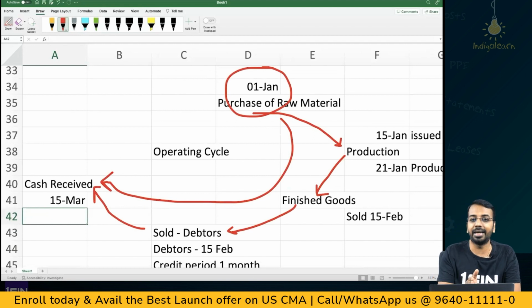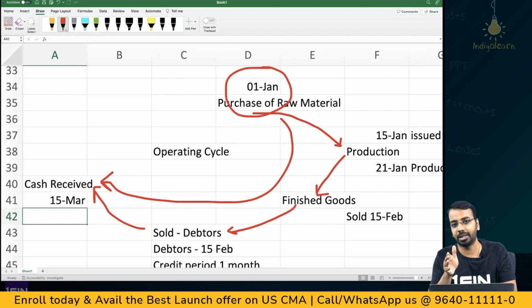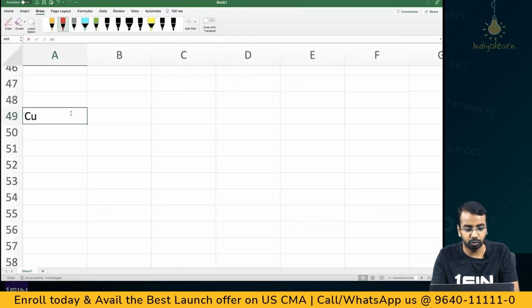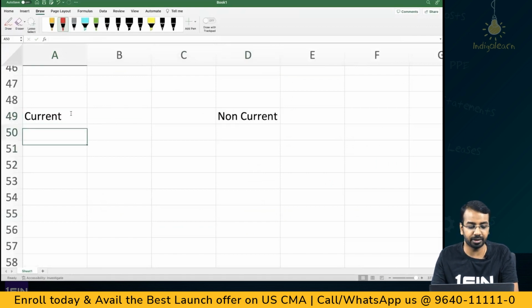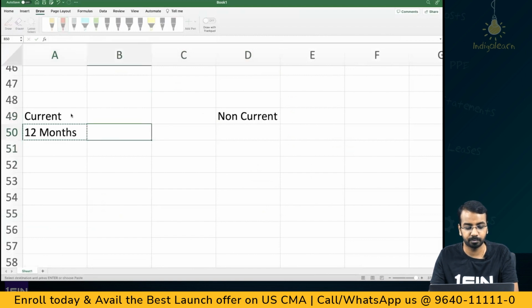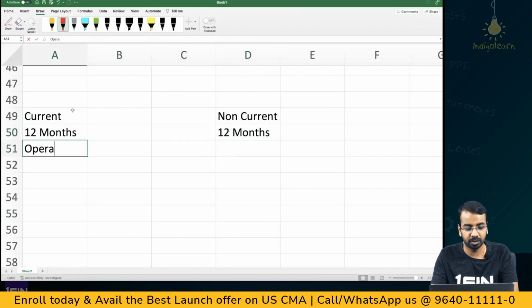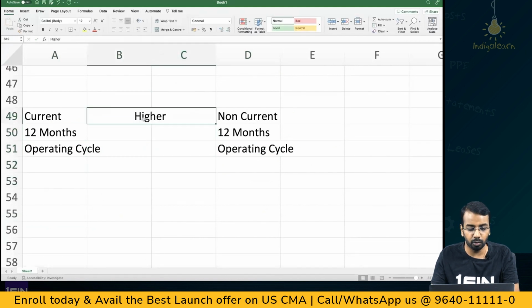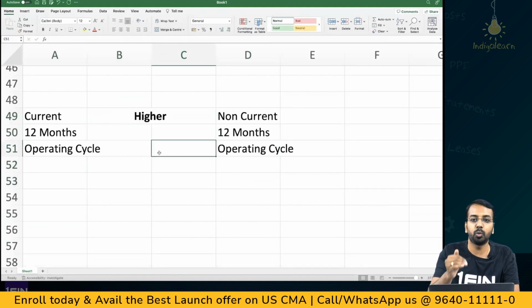Operating cycle is used to classify whether an asset or a liability is current or non-current. So this entire cycle is an operating cycle. Now, to classify something as current and non-current, you have to check 2 categories. One is 12 months, one is operating cycle, whichever is higher. So what we need to do is take the higher of 12 months and operating cycle.